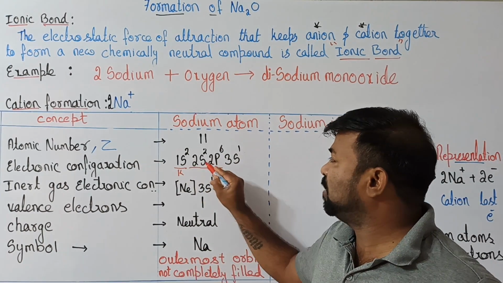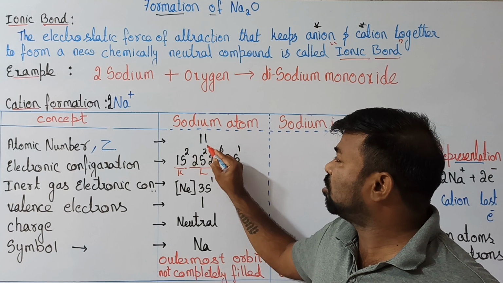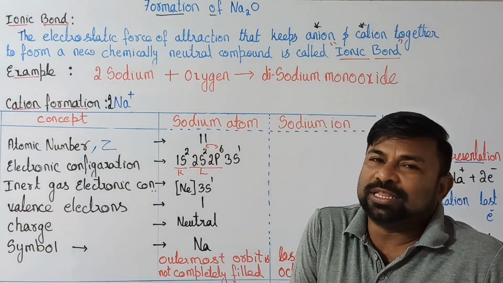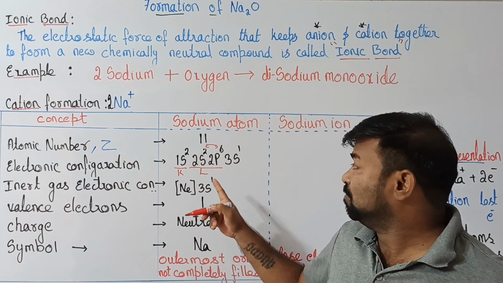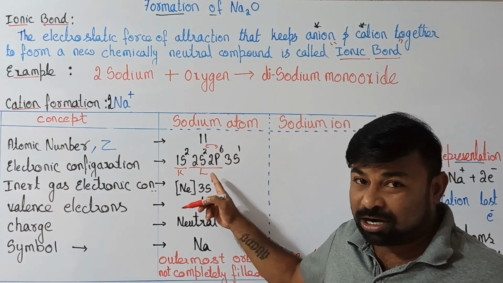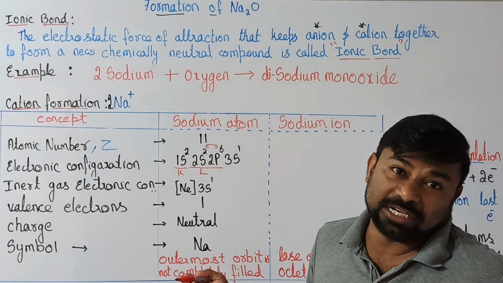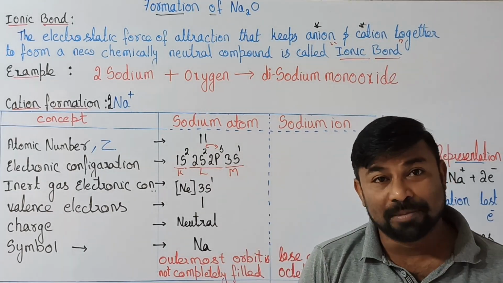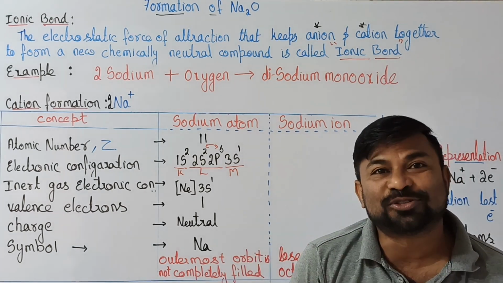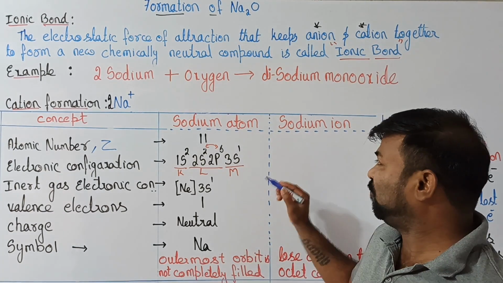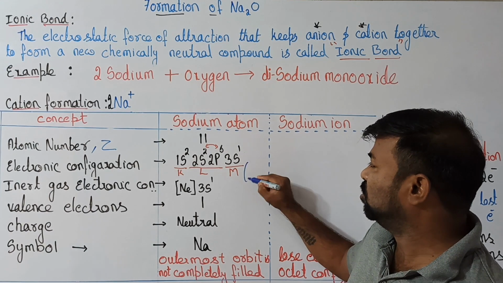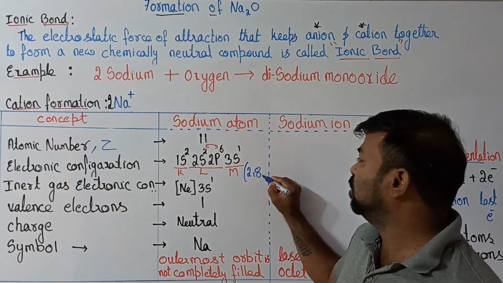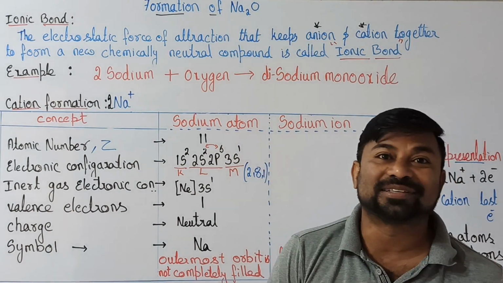Right. In the second orbit, L, I like to accommodate totally 2 plus 6: 2 in the s and 6 in the p, totally 8. Means in the L orbit, the second orbit, it is completely filled. Why? Because 8. Now in the third orbit, M, there is only 1 electron. So 2 are there in the first orbit, 8 in the second orbit, and only 1 in the third orbit.